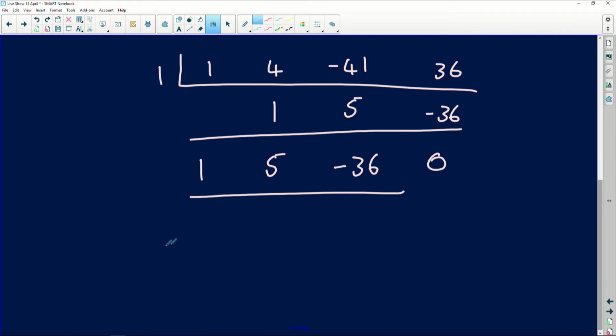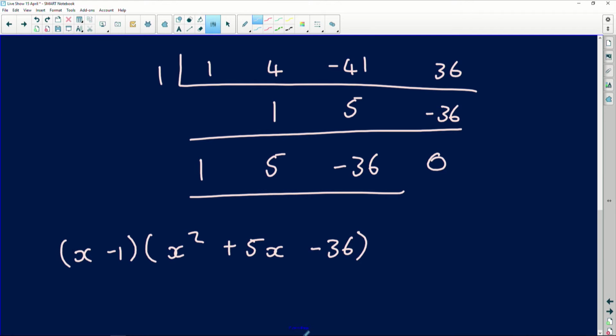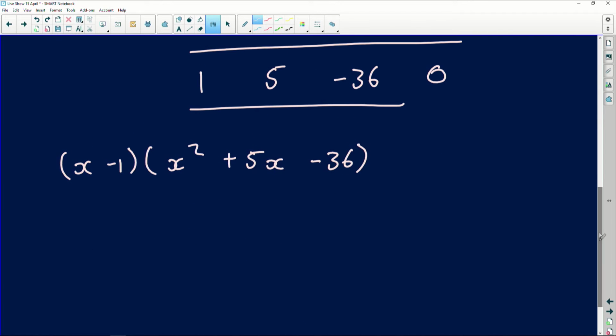Okay guys, so this tells us that so far we're going to have x minus 1 into x squared plus 5x minus 36. Okay, so if we factorize our next bracket, we can use the quadratic formula, and I want to show you guys something here on the calculator.